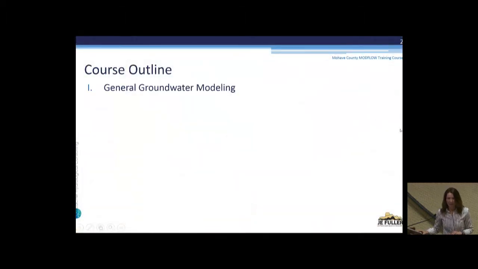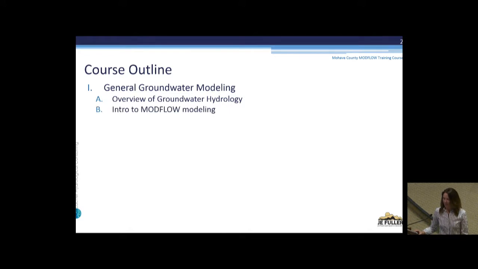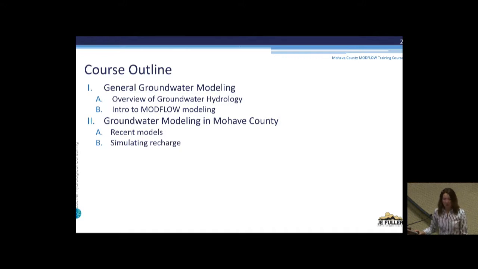First, we're going to just tackle the great big giant concept of groundwater modeling in a few slides. So we'll talk a little bit about groundwater hydrology. I don't know what people's background is. Hopefully it's somewhat familiar to you, but if it's not, I'm trying to bring everyone up to the same page here. Then we'll go into groundwater modeling with MODFLOW, which is a particular program. It's the most commonly used groundwater model in the world. Then we'll talk about Mohave County and modeling there, recent models, how we simulate recharge, and various modeling scenarios.